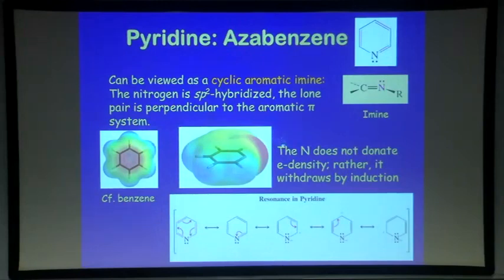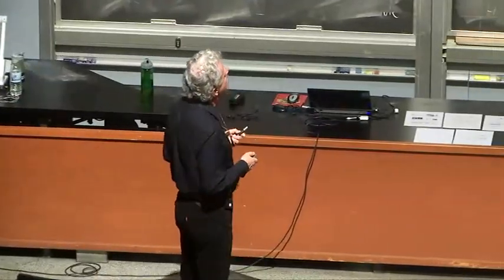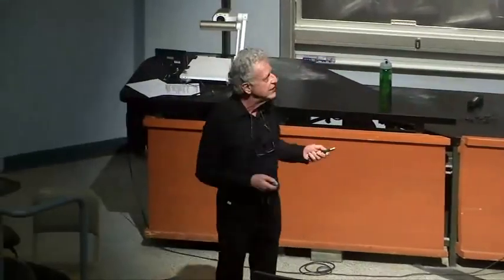But what's striking is out here, this lump that's sticking out, the red lump, that's the lone pair. Okay? That's in the plane of the 6-membered ring. And that's where a lot of electron density shows up, and that's just this lone pair here, which is just sitting there on an sp2 hybridized carbon. So the nitrogen withdraws electron density, and we can show this very nicely using resonance pictures.